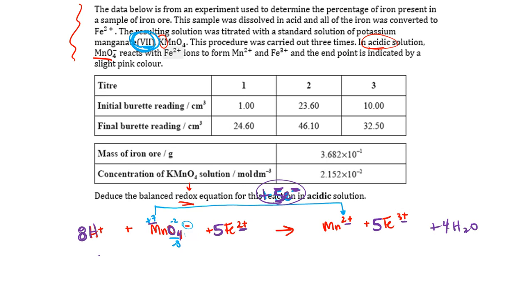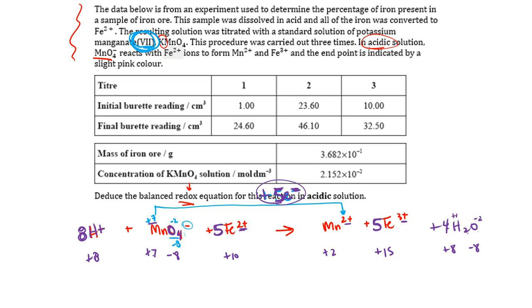Let's check our charges just to make sure that everything is still doing what it's supposed to do. 8 hydrogens that each have a +1 charge, that's a +8. Manganese here is a +7. My 4 oxygens are a -8. My 5 irons that are each a +2, 5 times +2, that's +10. Over here, I have a +2. 5 times +3, that's +15. I've got 4 times 2, 8 hydrogens that are each a +1. That's a +8. I have 4 times oxygen. Oxygen's a -2. 4 times -2 is -8.